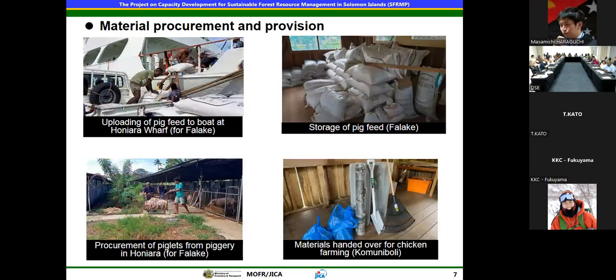Okay, for material procurement and provision, there's an image of loading of pig feed from Moniara to Falake. And there's a storage of pig feed in Falake, and procurement of pigs for Falake as well. And here is the material handing over for chicken farming in Komini. So these are some of the materials that the project assisted both pilot communities with.